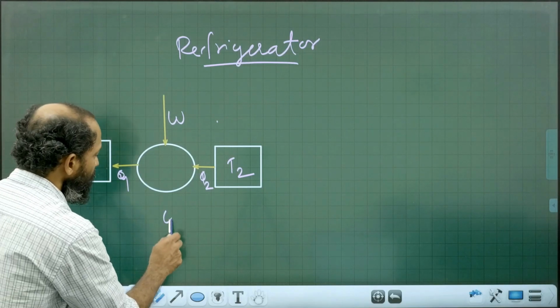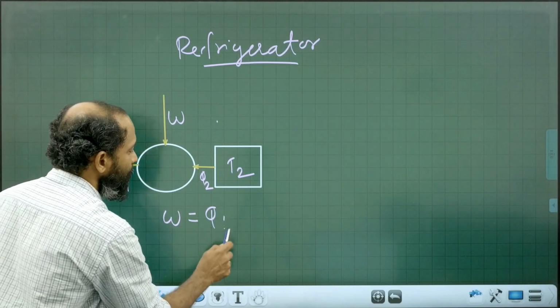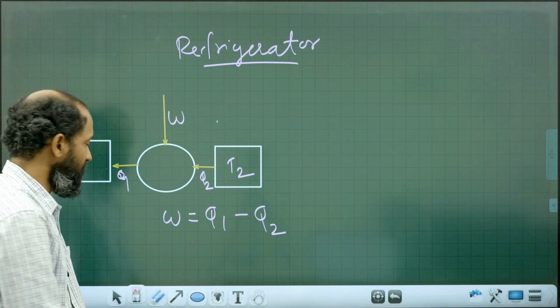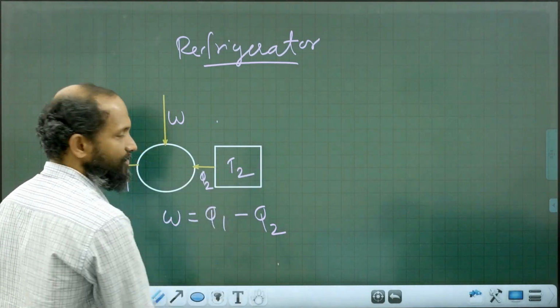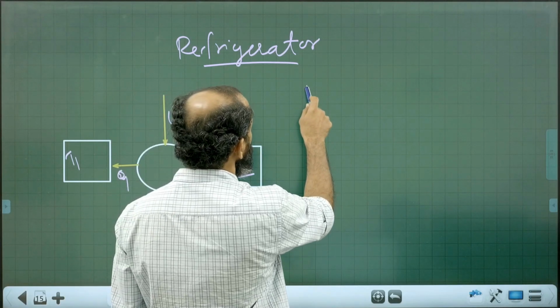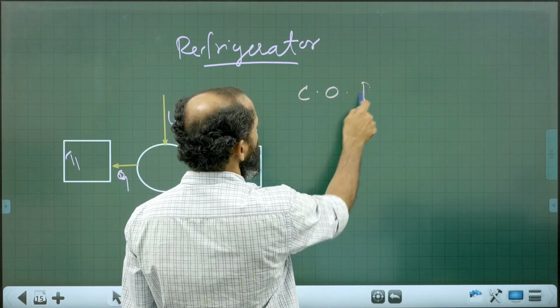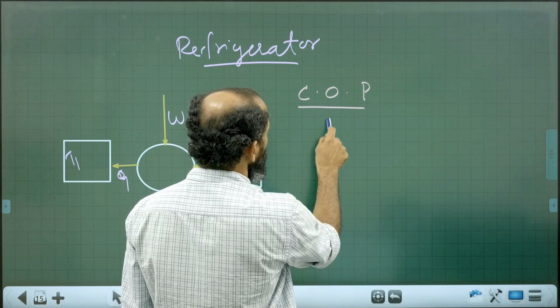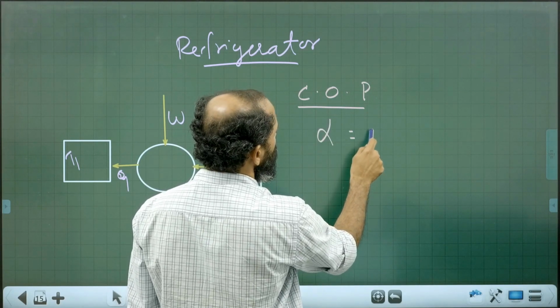But the rest of the equations are almost the same. W equal to Q1 minus Q2 doesn't show any difference. But here the difference is that we do not think about efficiency but performance coefficient, COP. Coefficient of performance alpha is equal to output by input.